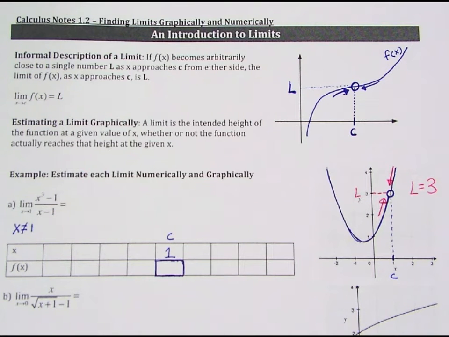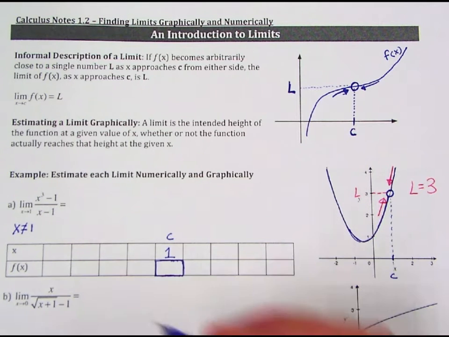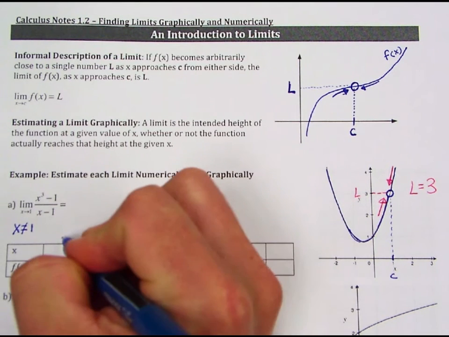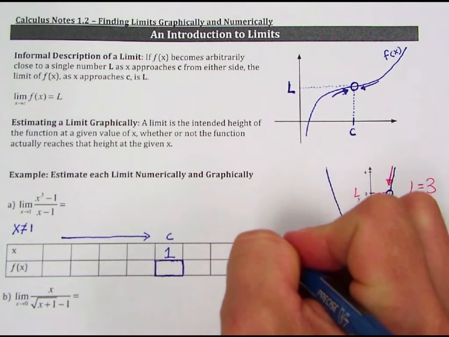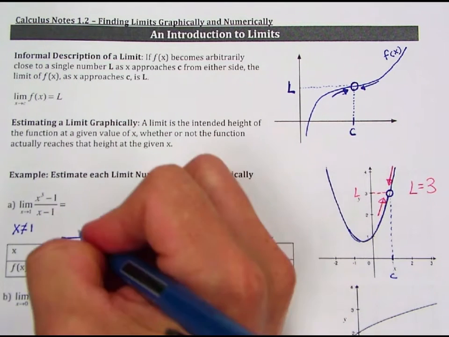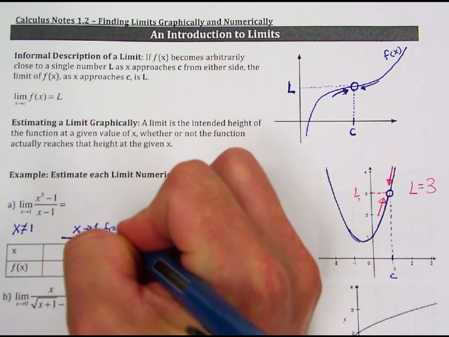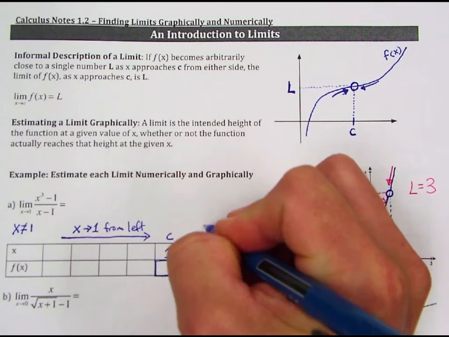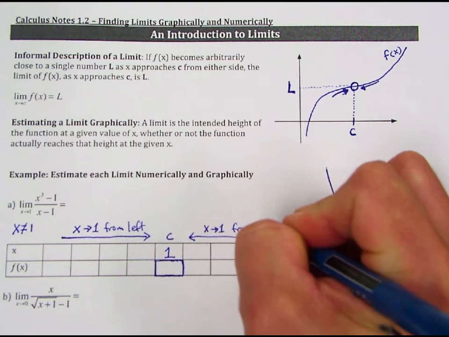What we're going to do is make our x values arbitrarily close to c. Now it's kind of funny because we're going to want to start over here and work our way in. So this is going to be x approaching 1 from the left, and this is going to be x approaching 1 from the right.